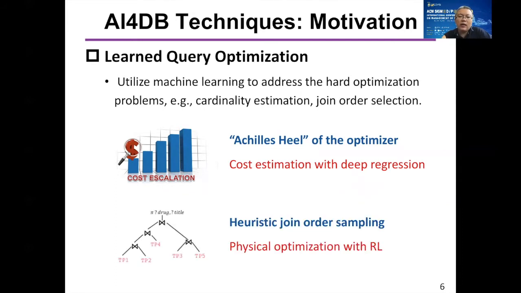And the second one is join order selection. For example, given 10 tables, there are billions of possible orders to join the tables. So it's very important to get a better join order. If we want to explore every possible join order and then select the best one, it will take lots of time. So you know that selecting the best order has two parts.